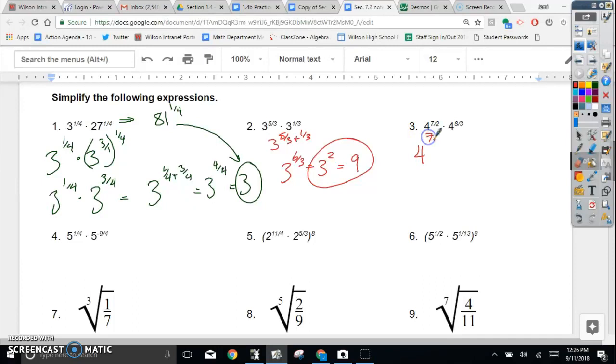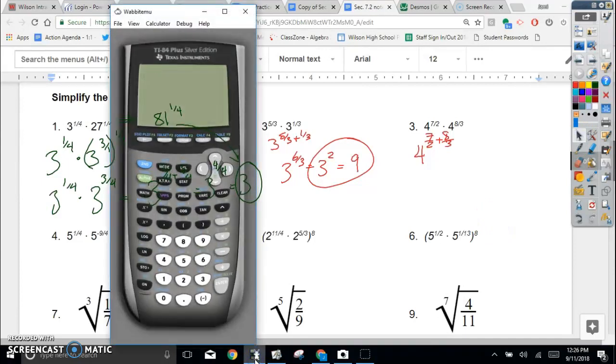Here, the 4's are the same, so we're going to do 7/2 plus 8/3. If you're doing this on the calculator, which you very well can, all right, I'm going to use parentheses. I'm going to do 7 divided by 2 plus 8 divided by 3.